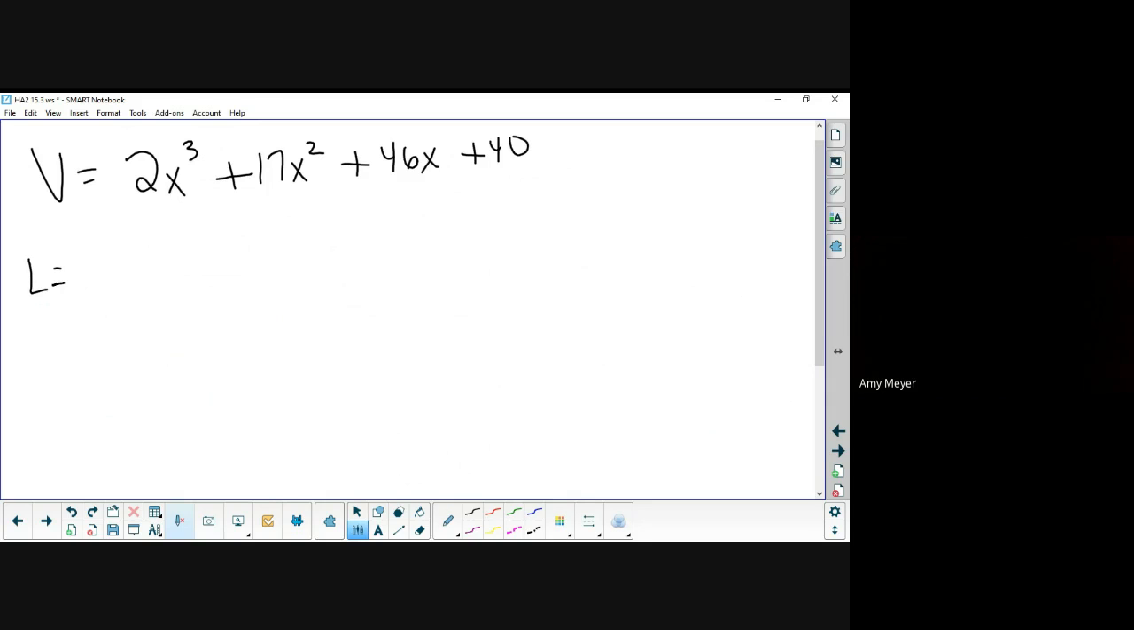I'll tell you the length, x plus 4, width, x plus 2, and I want you to tell me the height. You can draw a picture if that's helpful. I'll let you brainstorm by yourself and get working on it, and then I'll start putting my work on the board.